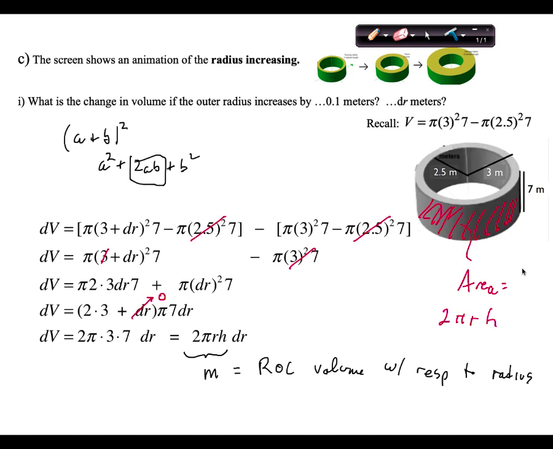Yes, 3 is the outer radius. But the dr is so small, dr is essentially going to be this thickness right there. So it's so small that it's like just the radius now. When dr gets really small, they're essentially the same. So yeah, going with the outer radius. So 2.5 is essentially the same as 3.